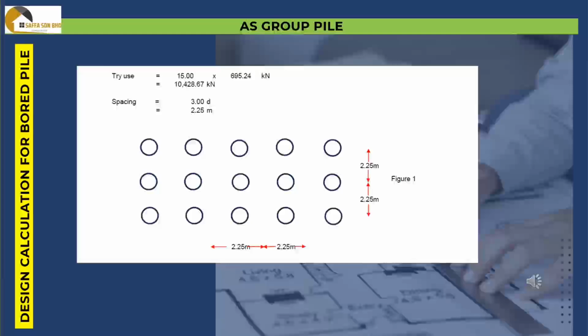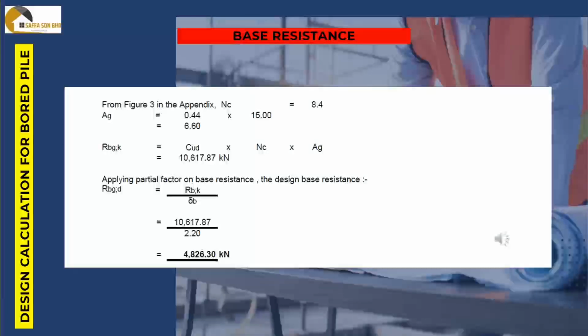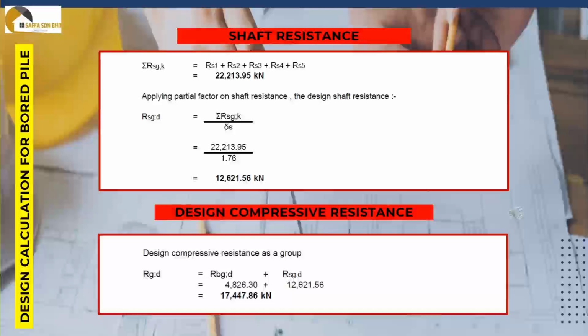By applying partial factor on base resistance, the design base resistance for a group pile is 4826.30 kN. Then, we calculate for shaft resistance. By applying partial factor on shaft resistance, the design shaft resistance is 12621.56 kN and compressive resistance is 17447.86 kN.